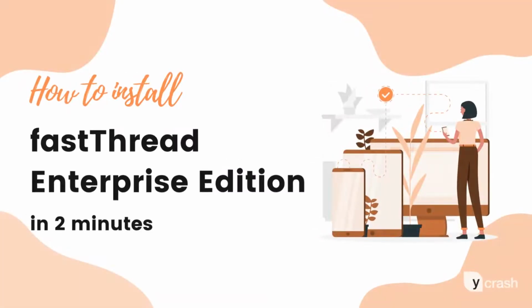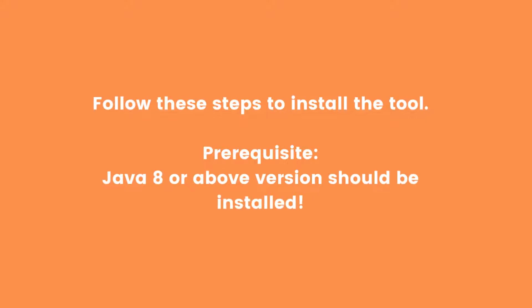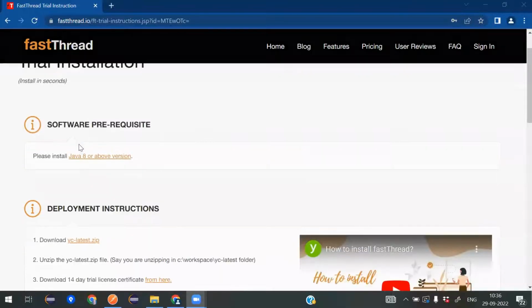In this video, we are going to explain how to install FastThread Enterprise Edition in 2 minutes. Follow these simple steps to install the tool. Prerequisite: Java 8 or above version should be installed.